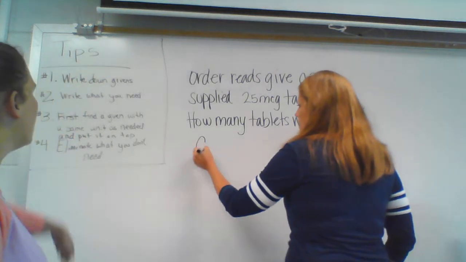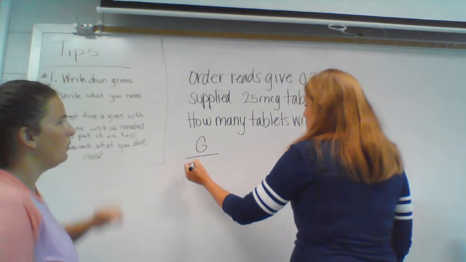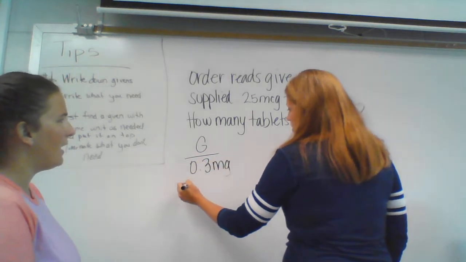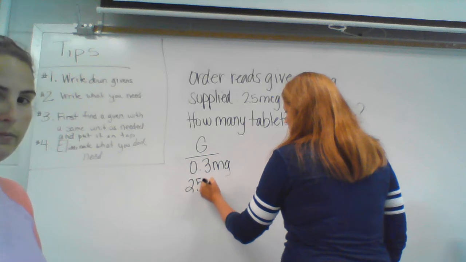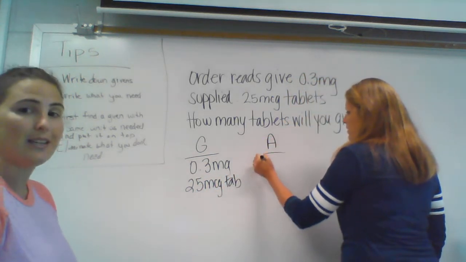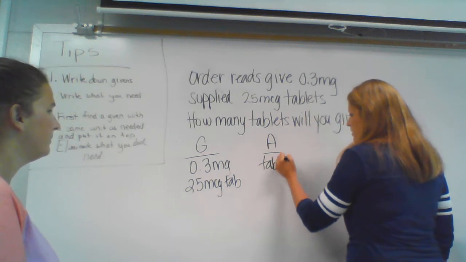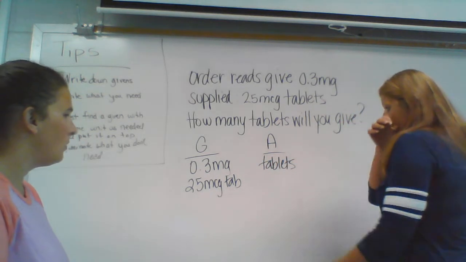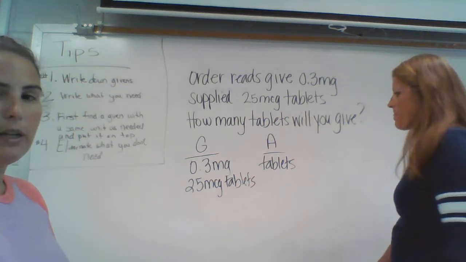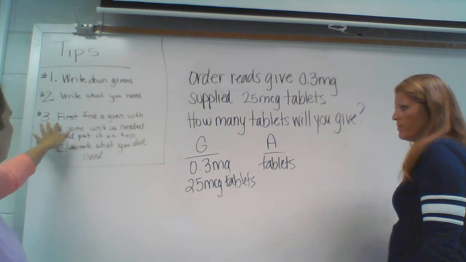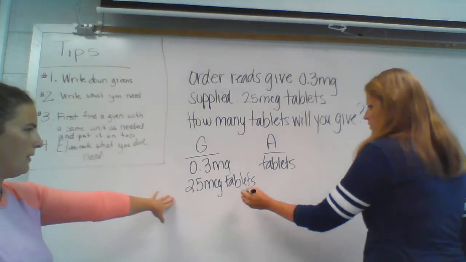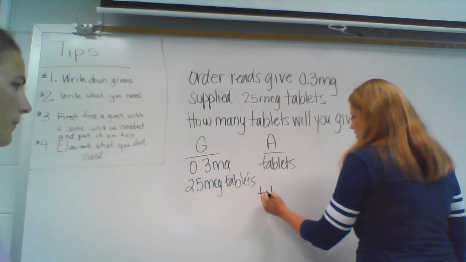So we go back to our same process. Write down what we've been given. We've been given 0.3 milligrams and we've been given 25 micrograms. And we want to know how many tablets. So our answer is written in tablets. So then we're going to sit down and say, what do we need first that comes with the same unit? And that is 25 microgram tablets.